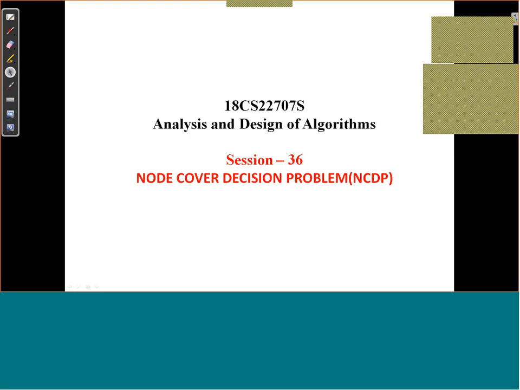And also, clique is a decision problem, so it belongs to NP. If the problem is NP-hard and it belongs to NP, then we can say that the problem is NP-complete. So now the second one is the node cover decision problem. Before proving this problem to be NP-hard, first we will check what a node cover is.